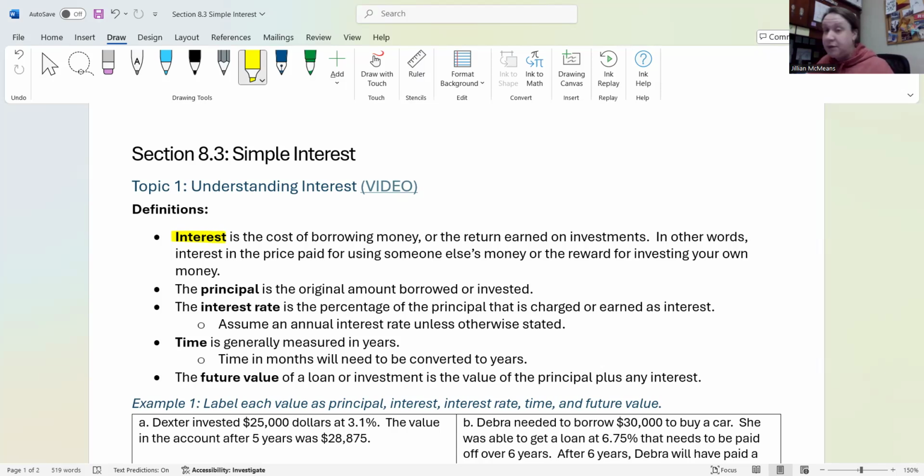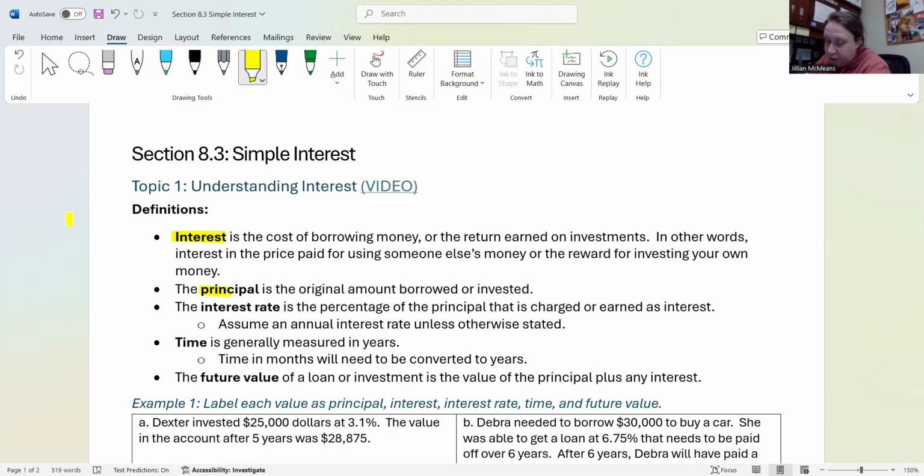So, in other words, interest is the price paid for using someone else's money or the reward for investing your money. Again, it can benefit you or hurt you depending on the situation. It is a fact of life though, so try not to think of it as hurting as much as it does. If you get a car loan or a home loan, interest is just a part of that process.